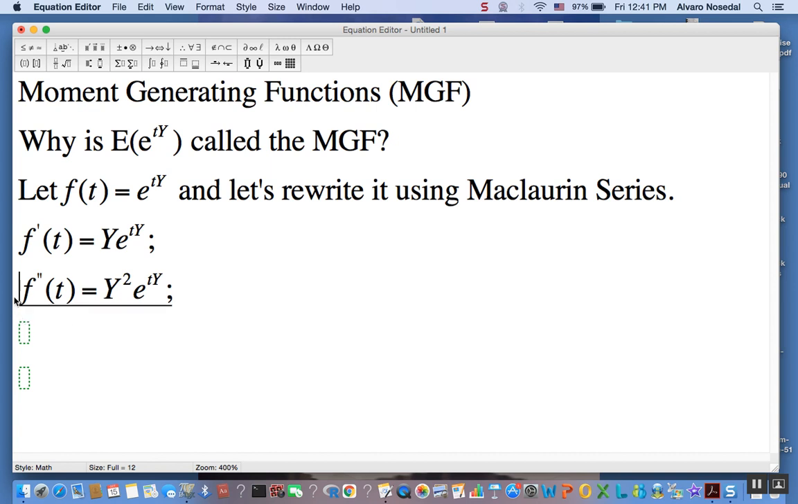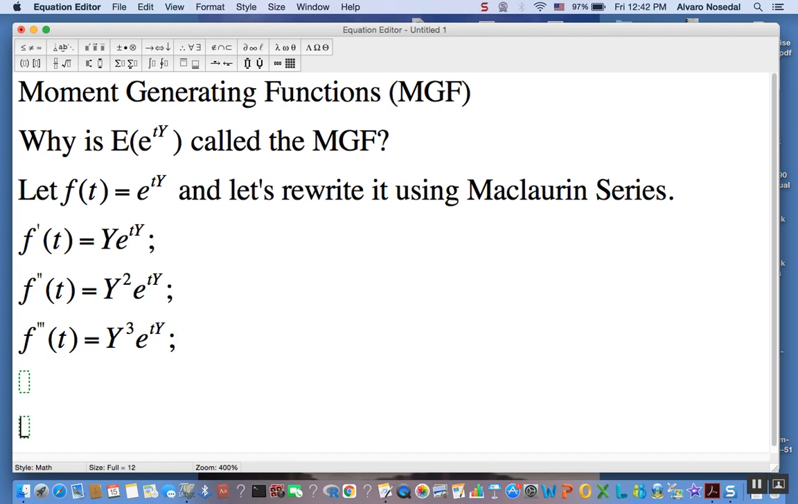Now, as you can imagine, if we find the third derivative with respect to t, again it would be the derivative of a constant times this function. The constant is factored out of the derivative, if you will. Then the derivative of this would be y e to the ty. Then you end up with y cubed times e to the ty. Makes sense? And we could keep going like that.